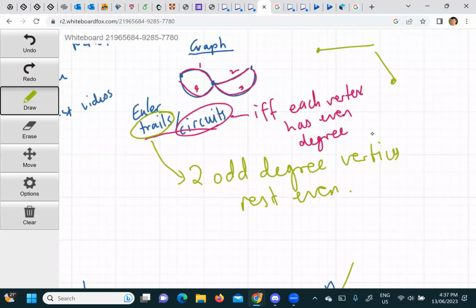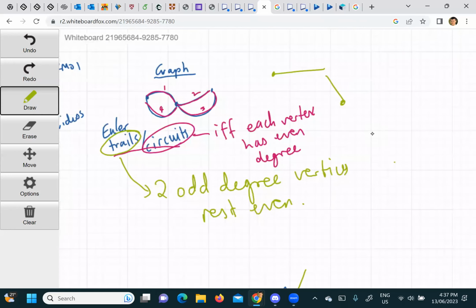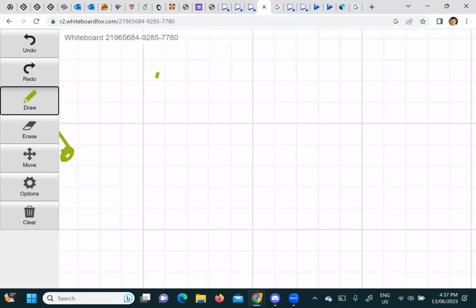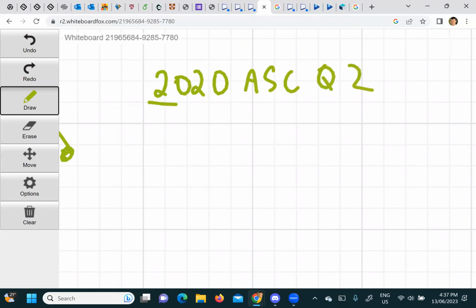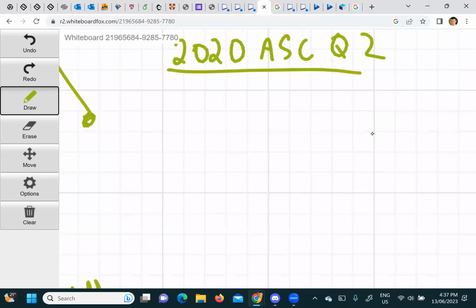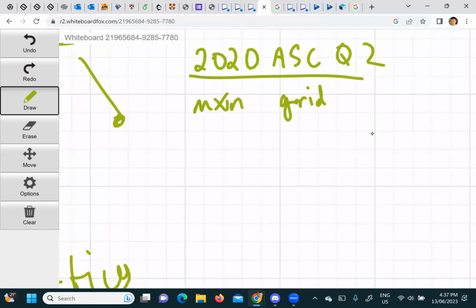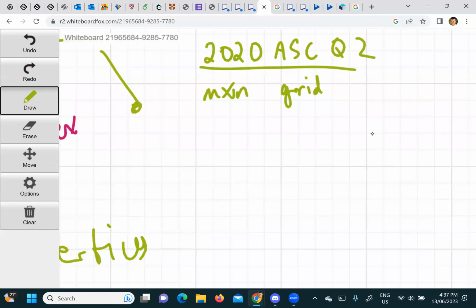So that's the Euler. And what are we going to use it for? Well, believe it or not, this 2020 ASC question 2 obviously doesn't have to be done this way, but it's a very nice example of it. Okay, so the question says you got an m by n grid, yeah? And you want to, for which m and n is it possible to label all the cells from 1 all the way up to mn, right?